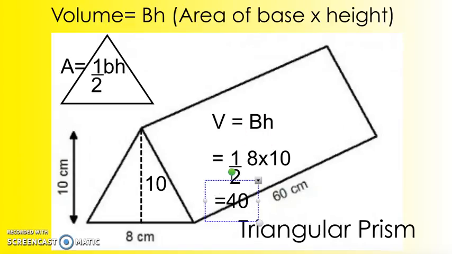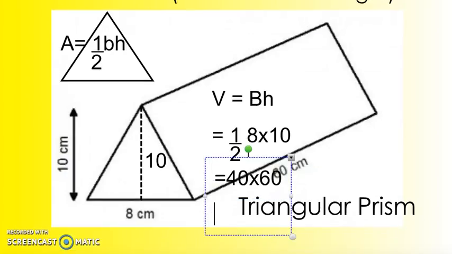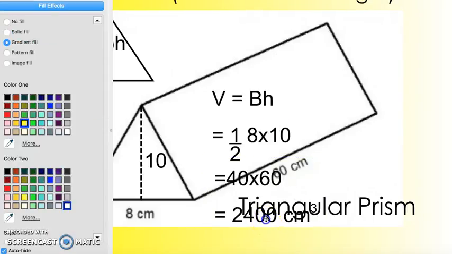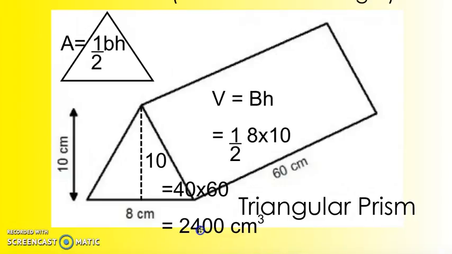And our last step is multiply the height of the whole thing. The height of the whole thing is 60. Well, we don't even need a calculator for this one. We could do 4 times 6 is 24. And how many zeros? 1, 2, 2 zeros. And remember, for volume, our label is not squared, it is cubed. Nice job. So our answer is 2,400 centimeters cubed.